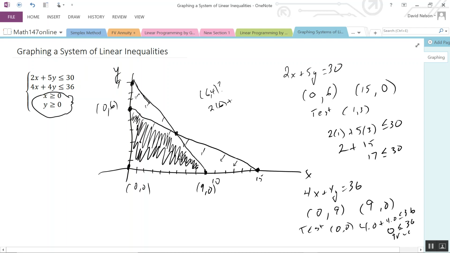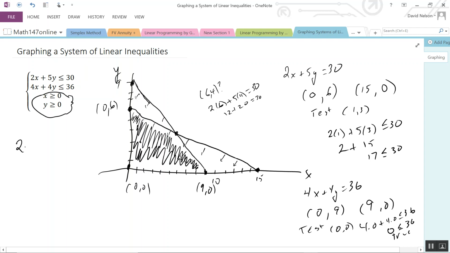It should be a solution to both equations. 2 times 6 plus 5 times 4, does that equal 30? That's 12 plus 20, so nope, that's not 30. That's a little bit too big, so it's not quite 6, 4. We can play around a little bit more, maybe try something different, or we can just solve a system of equations.